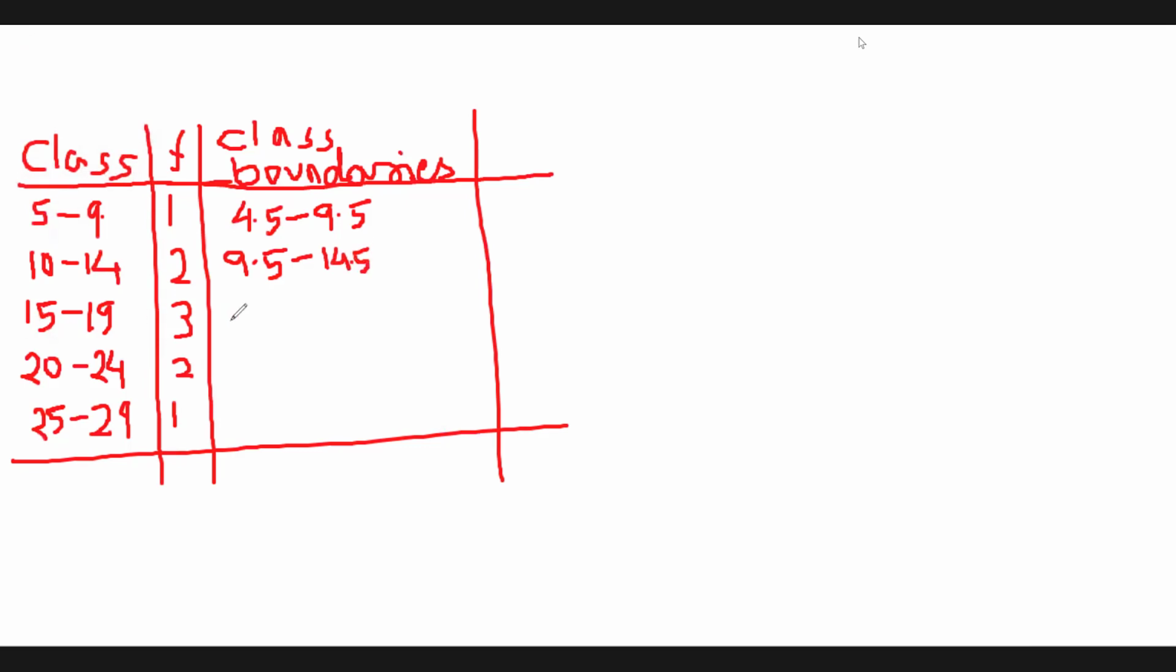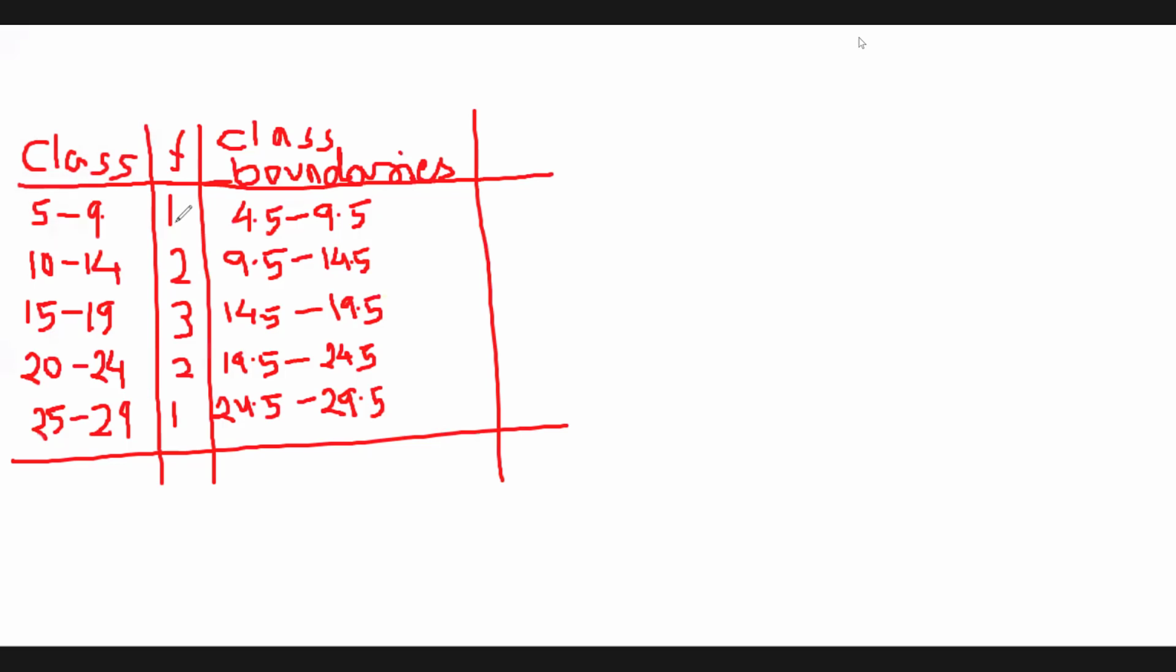15 minus 0.5, that is 14.5, and 19 plus 0.5, that is 19.5. 19.5 to 24.5. Here 24.5 to 29.5. These are the class boundaries. So we can compute class boundaries from the class intervals if classes are arranged as inclusive type classes.